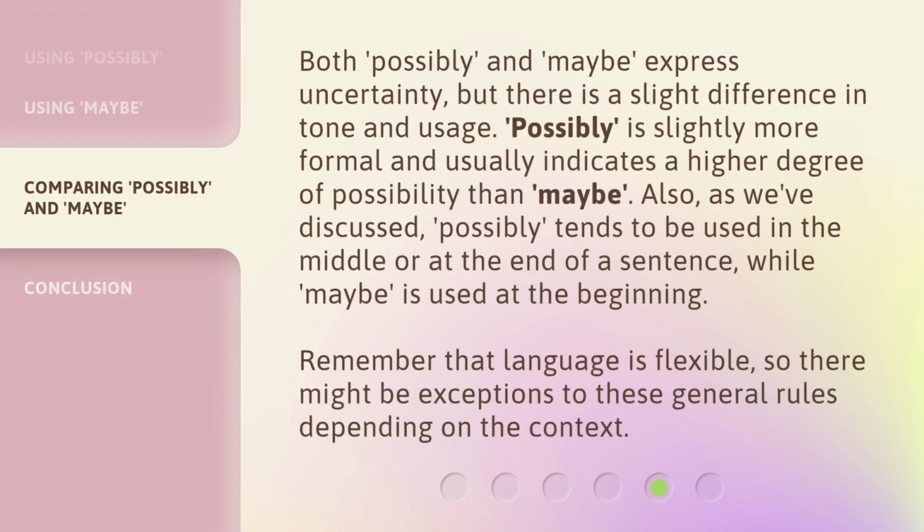Both possibly and maybe express uncertainty, but there is a slight difference in tone and usage. Possibly is slightly more formal and usually indicates a higher degree of possibility than maybe. Also, as we've discussed, possibly tends to be used in the middle or at the end of a sentence, while maybe is used at the beginning. Remember that language is flexible, so there might be exceptions to these general rules depending on the context.